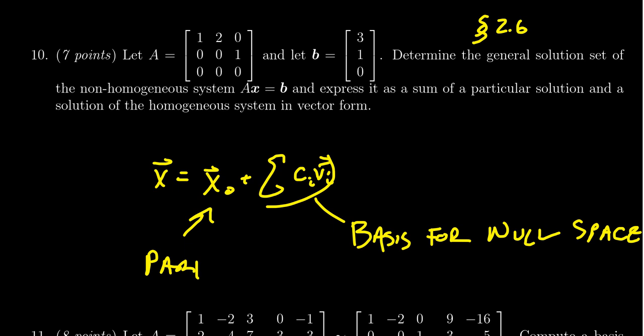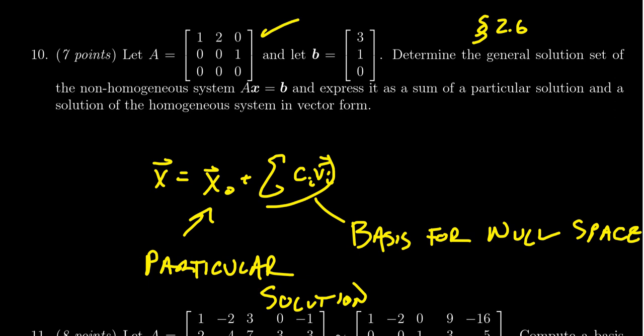Now, the good news about this question is that in the current form, the matrix A is actually given to you in row reduced echelon form. So solving it turns out to be really quick and easy, and it's just about ripping this thing apart. Now, this question was worth 7 points.